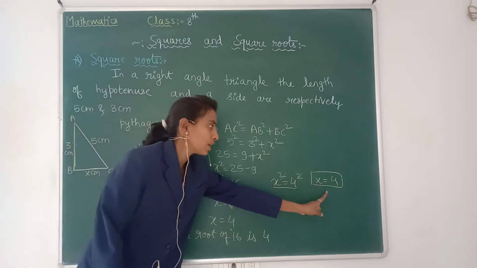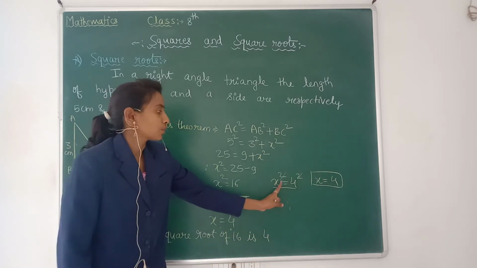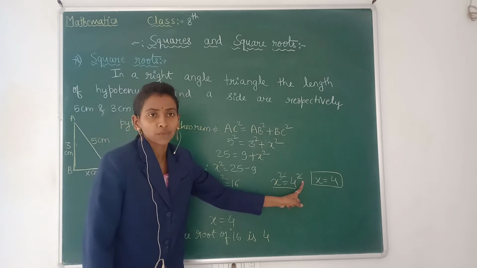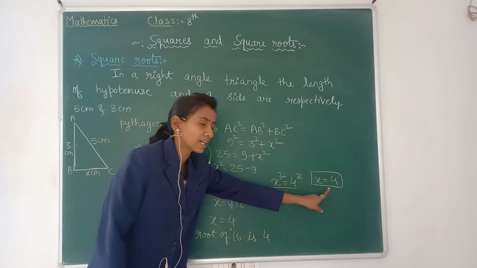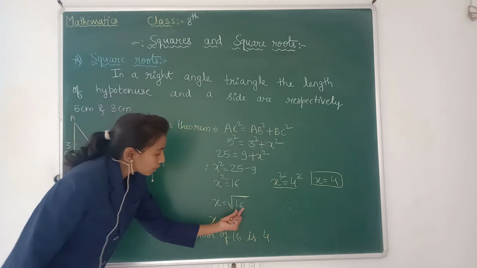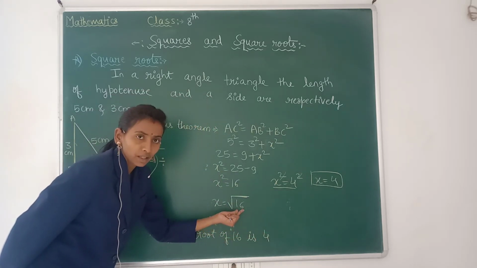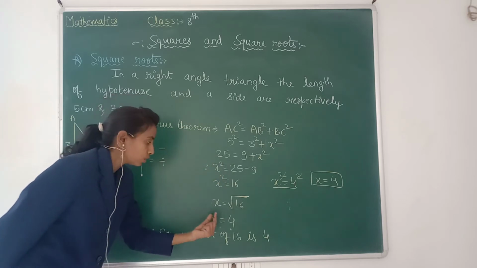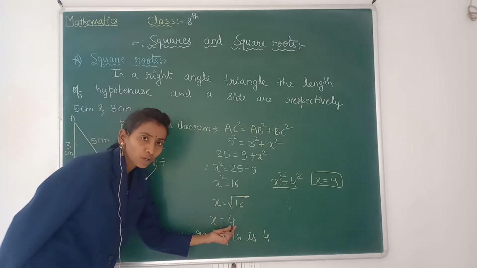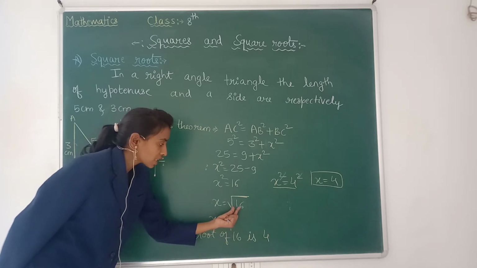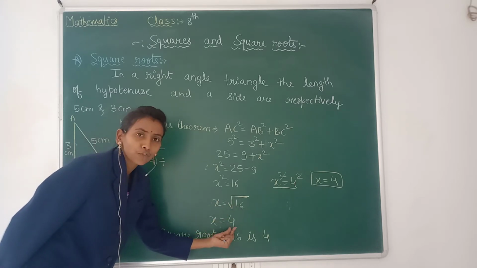So here see how we are finding the x value. x square is equal to 4 square we have written. So both the squares cancel, and only the x value remains here. So here you are getting a square number, and the number whose square it is, that is 4. So we call the square root of 16 as 4.